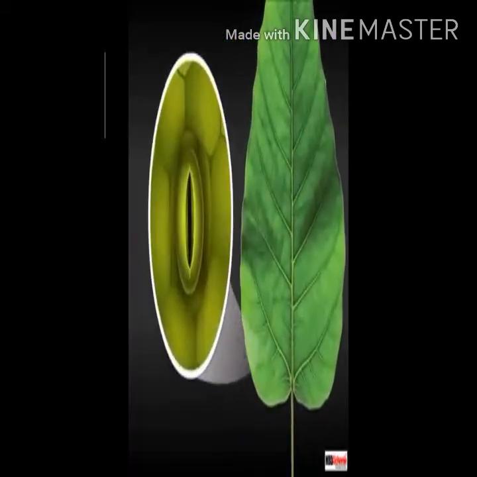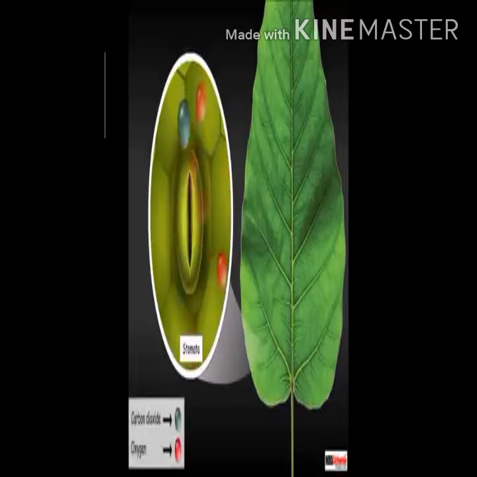A number of tiny openings are present on the surface of a leaf. These tiny openings are called stomata. They help a leaf to exchange gases. They take carbon dioxide gas from the air and release oxygen.